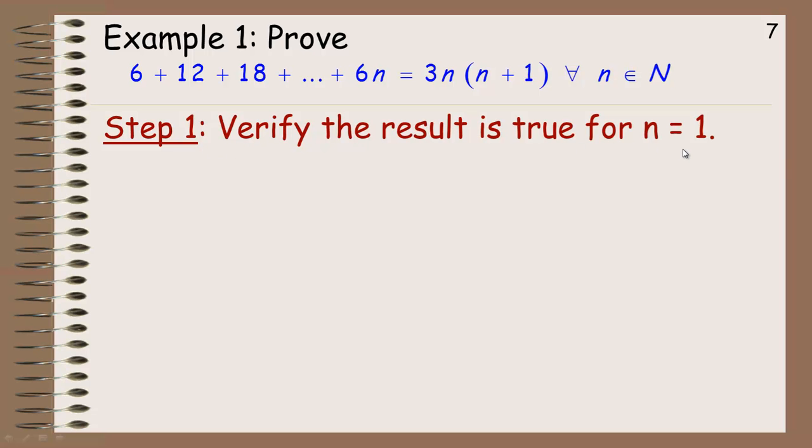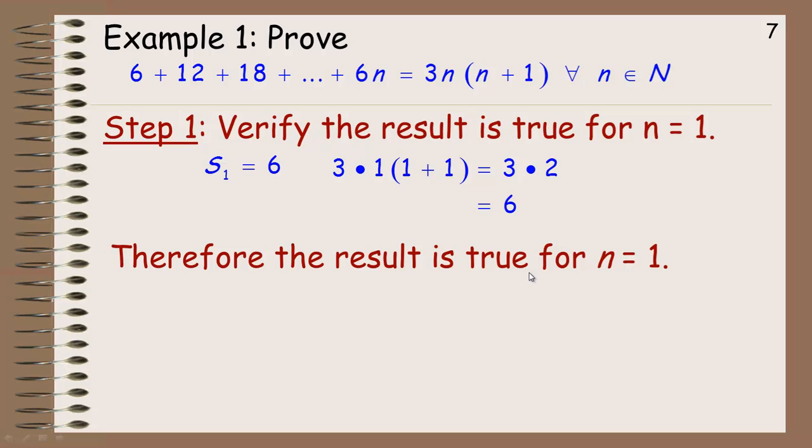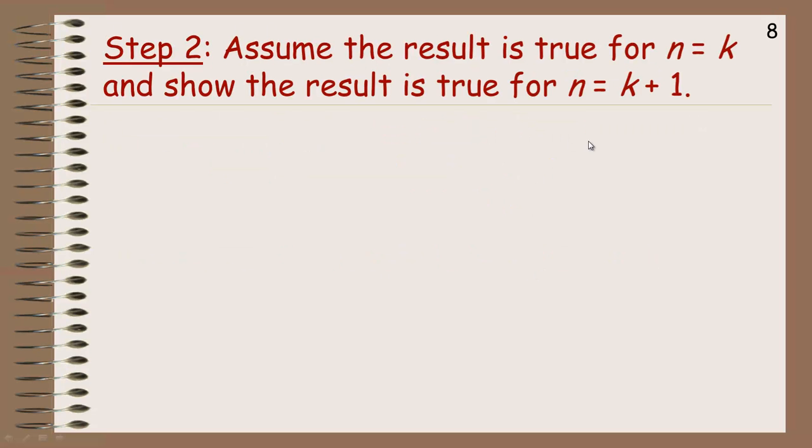So step 1, verify the result is true for the first case. If n equals 1, if we put 1 in place of n here, we should get the first term, the first sum. So S1 is 6. If we put 1 in place of n here, it would be 3 times 1, and then in the brackets we'd have 1 plus 1. Well, that's 2, and 3 times 2 works out to be 6. So the fact that those are the same means that it has been shown true for the very first case. So the result's true for the first case.